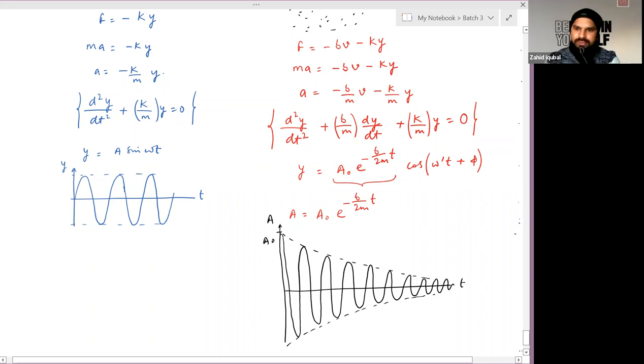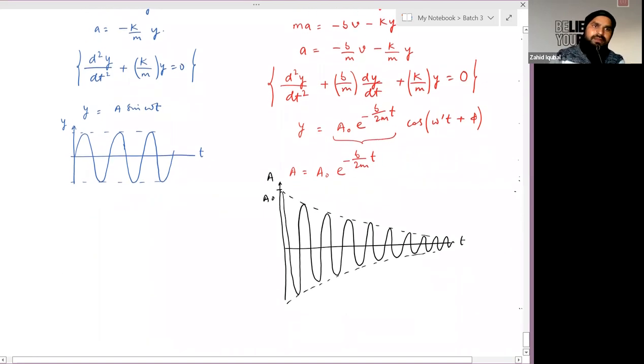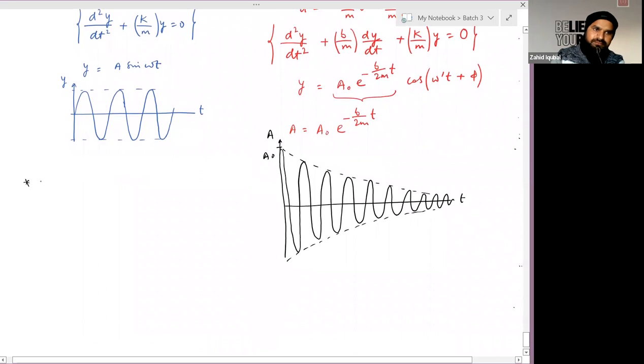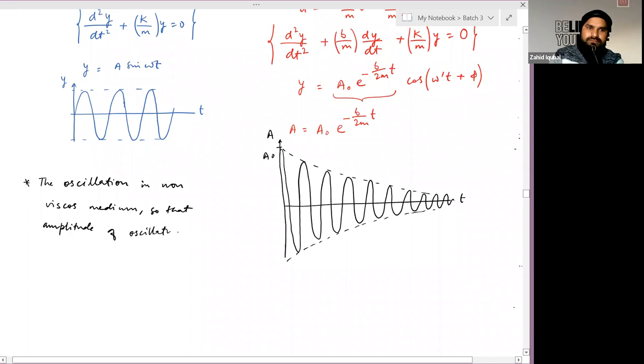So let me define these two different types of oscillation on the basis of the surrounding viscous medium. The first one is undamped oscillation: the oscillation in a non-viscous medium so that the amplitude of the oscillating body remains the same is called undamped oscillation.